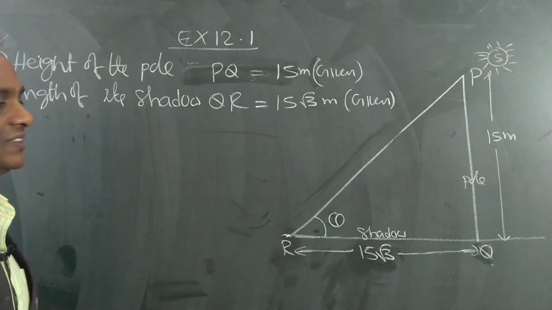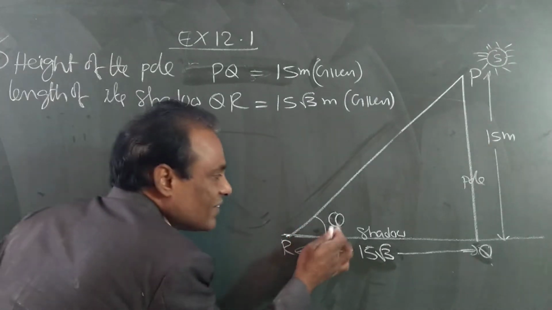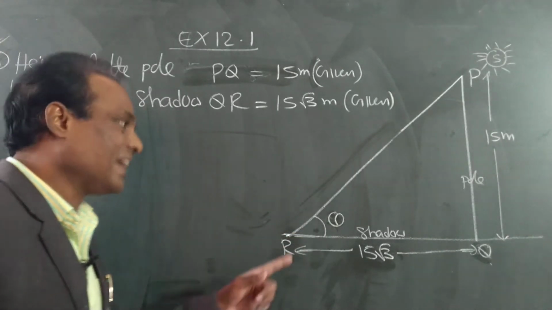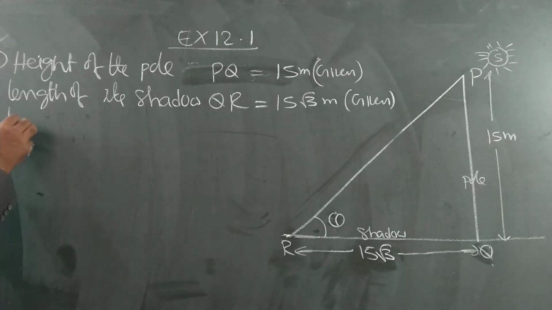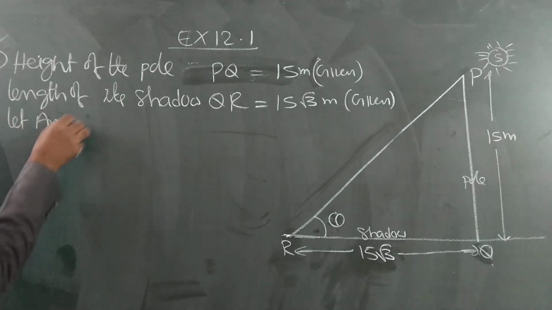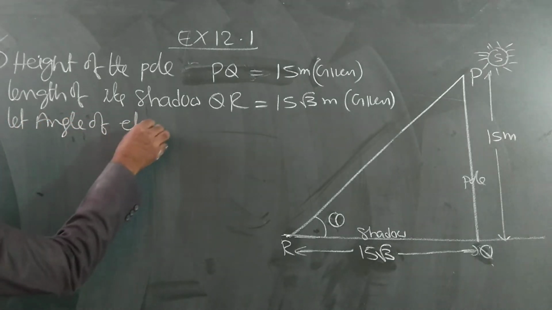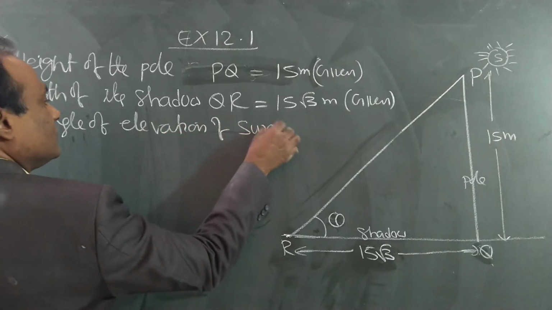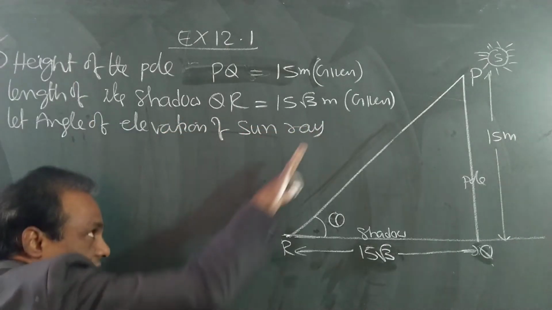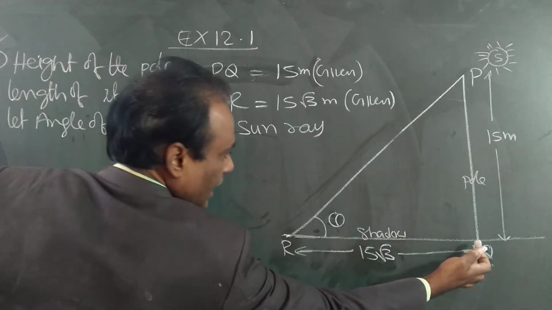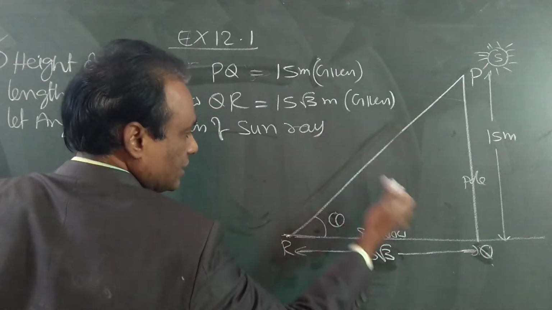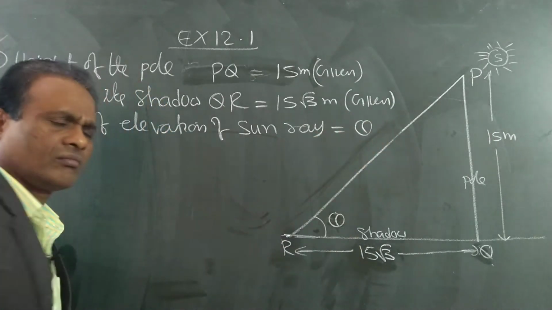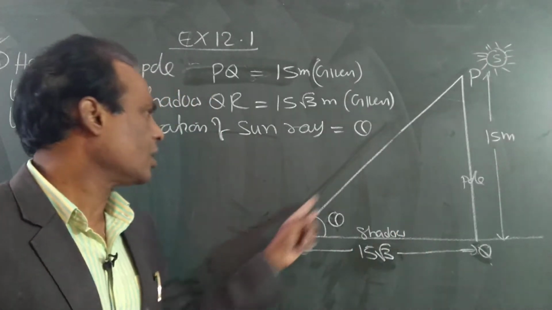Now, this angle we have to find. Write down. Let the angle of elevation of the sun ray, angle QRP, this angle be theta. Let it be equal to theta. What is that angle? QRP. This is theta.